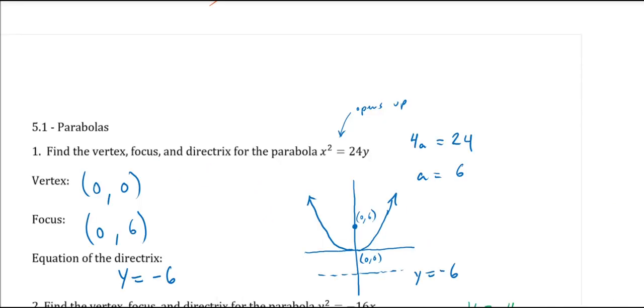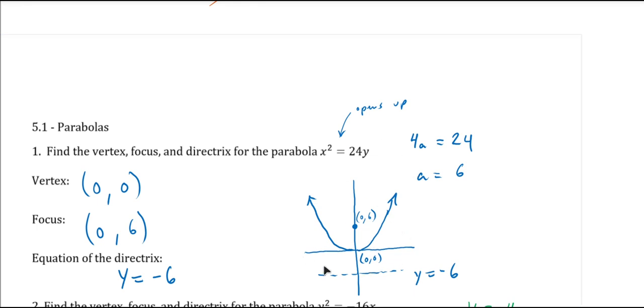For the first question in the guided notes, we want to take a look at this equation, x squared equals 24y, and we want to first decide on its orientation. We notice that it's x squared, y is not squared, so this is a parabola opening up or down, and since this leading term is positive here, this is going to open up. 4a is being played by 24. Therefore, a is equal to 6.